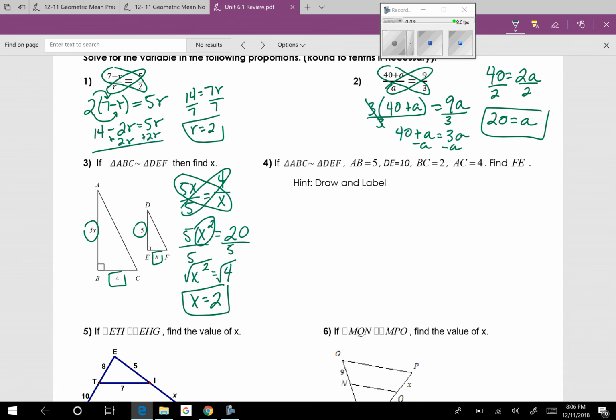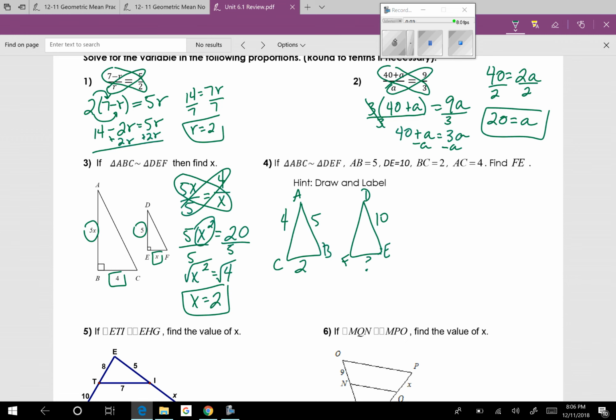All right, now this one, it says if triangle ABC is similar to triangle DEF, and then they tell you here AB is 5, DE is 10, all this other information, you need to find FE. So it says draw a picture. So draw 2 triangles. Okay, and we go A, B, C, and then we do D, E, F. So you make sure that you follow the same order. Now they said AB is 5 and DE is 10. And they tell us BC is 2 and AC is going to be 4. We need to find FE.